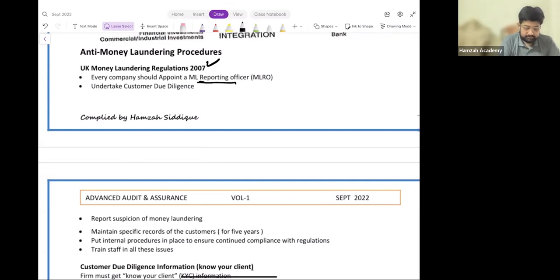Now, the second point is to undertake customer due diligence. Due diligence means whenever you accept a client or customer, like when you go to the bank, they get all the information: your NIC, source of income, and so much other information they ask about you. This is called due diligence. And report suspicion of money laundering.